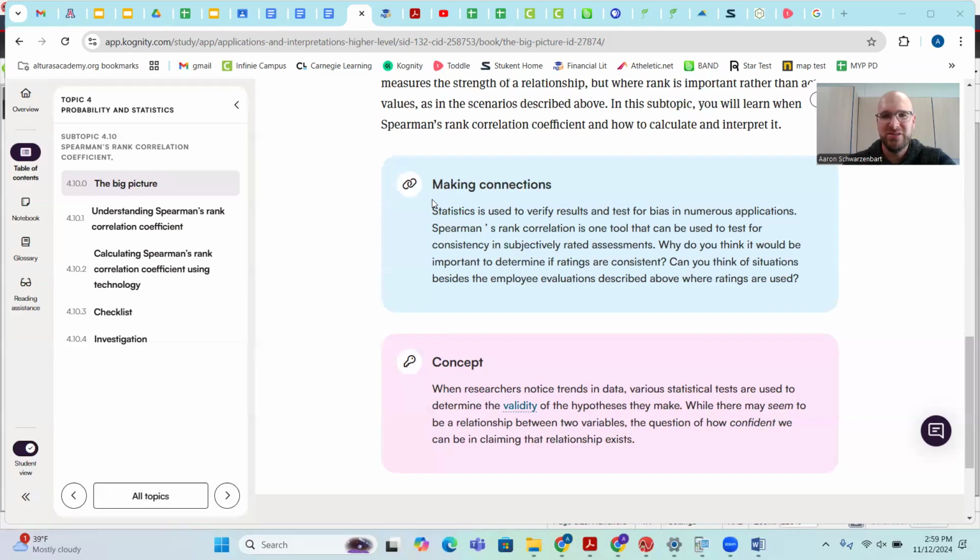Researchers notice trends in data. This is the concept box. Various statistical tests are used to determine the validity of the hypotheses they make. Again, this is one available test. It's not the end-all be-all. It's really important to note that with all statistical tests. So, understanding the Spearman rank correlation coefficient.